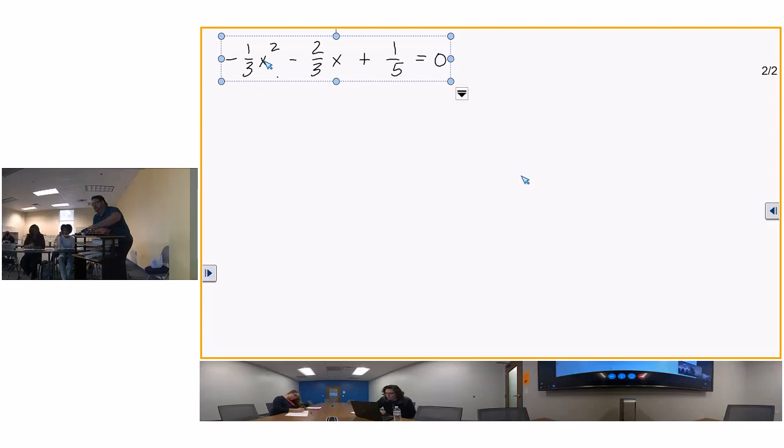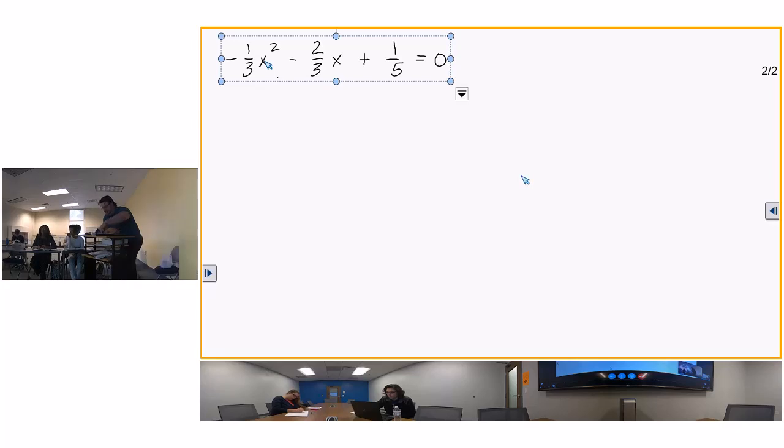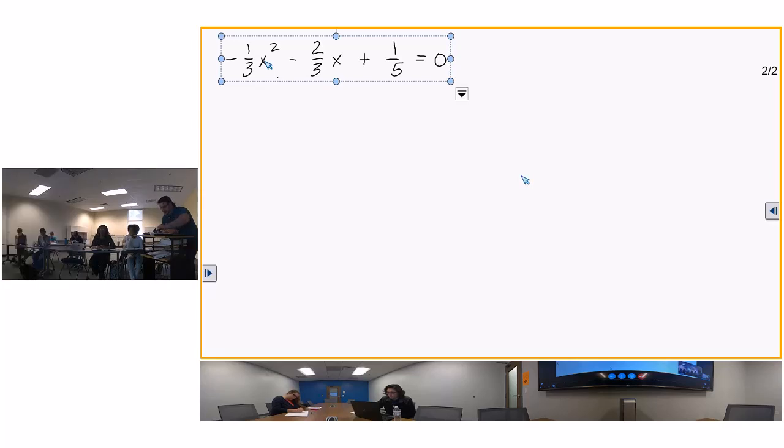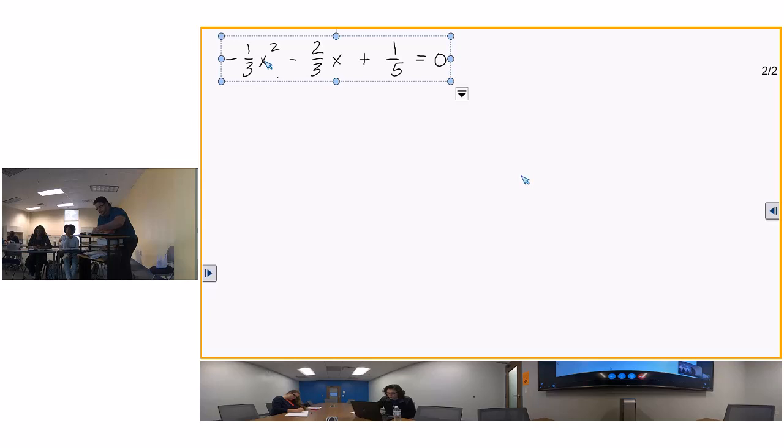Now you're telling me you can't move that 1/5 over? No, I know the steps, but gosh, don't do it. Like I said, if you can do this problem, you can do any one that I give you.